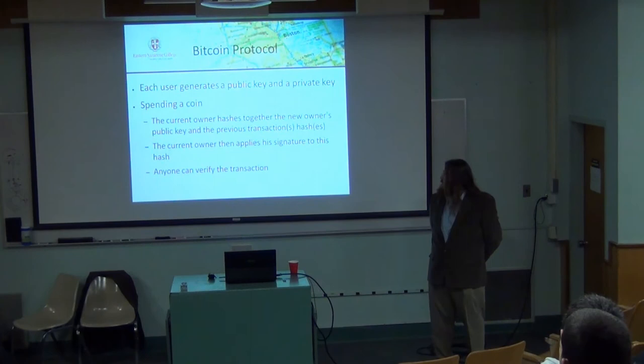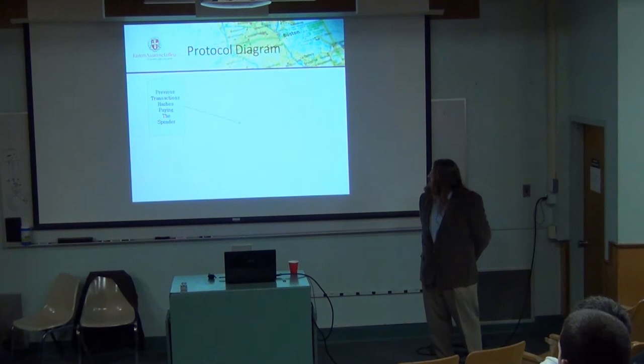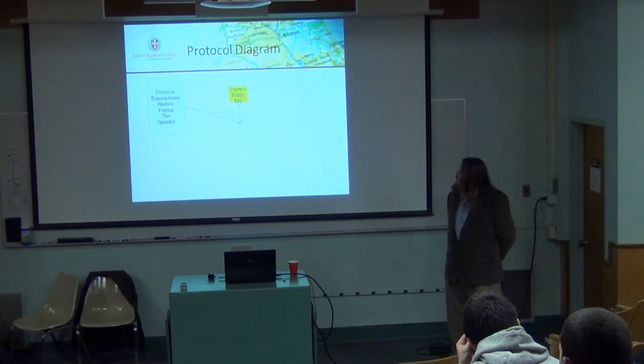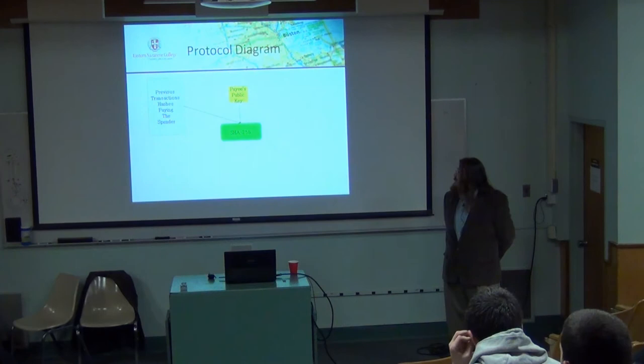So the protocol diagram, what does this look like? All right, so you take your previous transaction's hash, and you're paying the spender. So the payee, in other words, you, if you are the spender. You take the payee's public key, or the hash of the payee's public key, and you run it through your hash function.